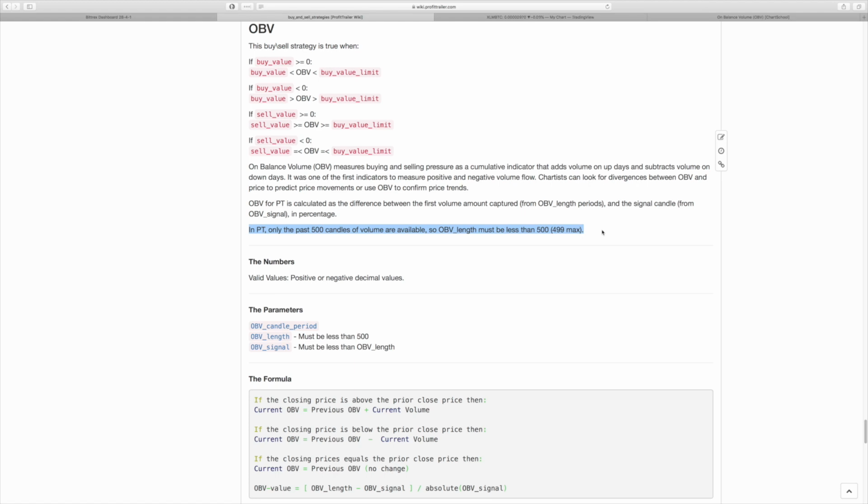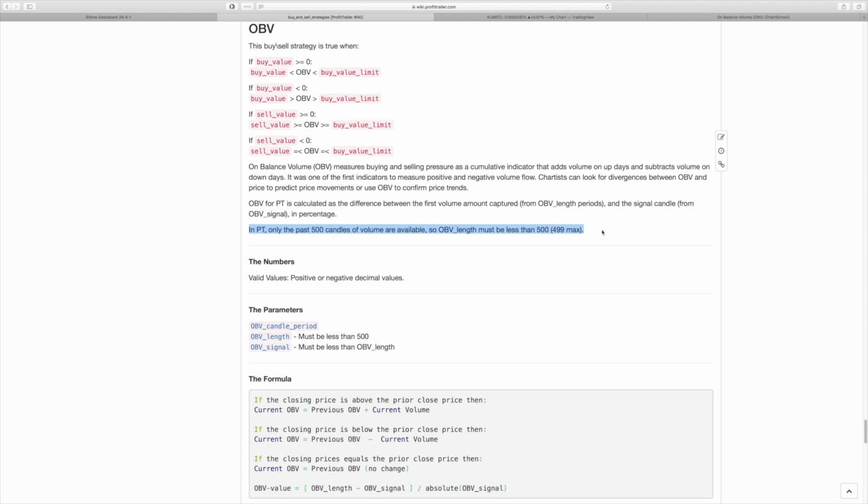The parameters, these are in your indicators configuration. You have your OBV candle period, OBV length, and OBV signal. So your candle period is just like all the others, is how long are the candles individually. That's up to your exchange. Each exchange is going to be slightly different, so be sure to consult the exchange settings area of the wiki in order to determine which candle periods are valid for the exchange that you're trading on. The OBV length must be less than 500.